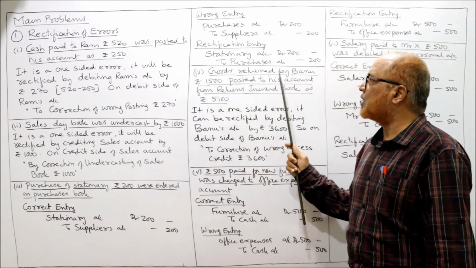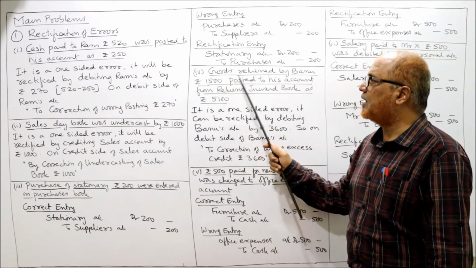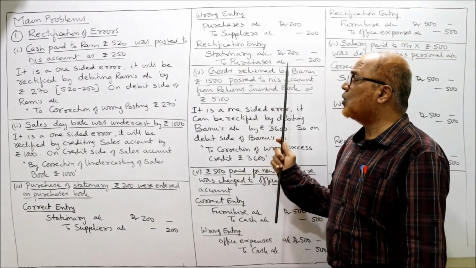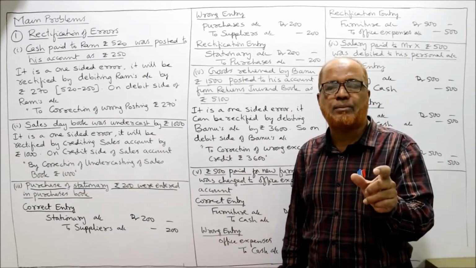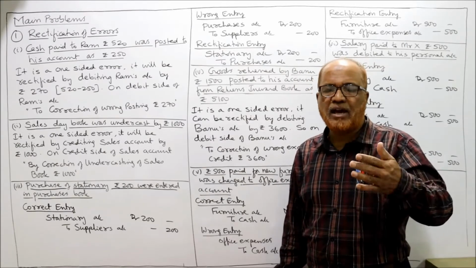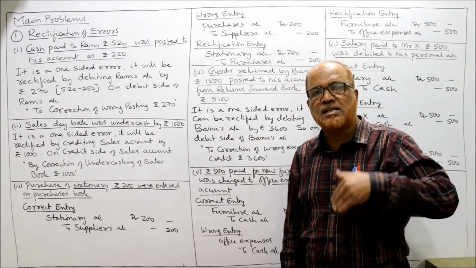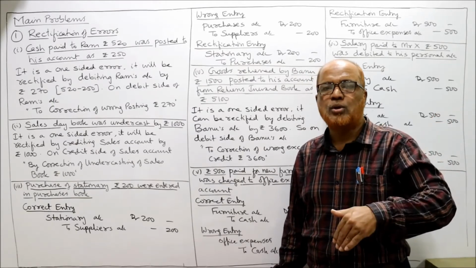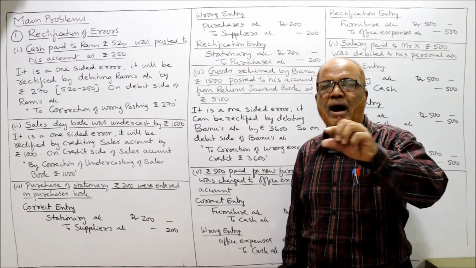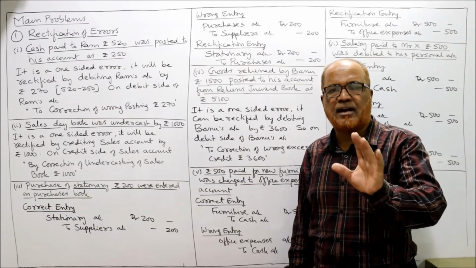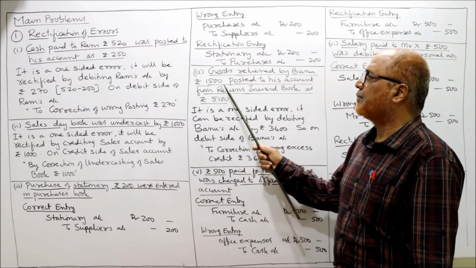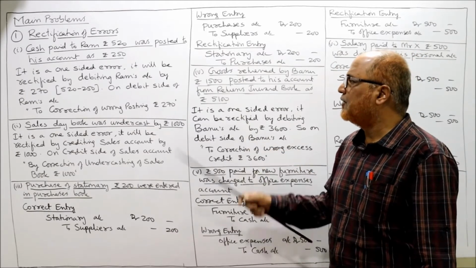Now the fourth point: goods returned by Banu, rupees 1500, posted to his account from the returns inward book as 5100. Goods returned by Banu. Banu is the customer. The goods returned by Banu are a sales return. Earlier we sold the goods to Banu. Now Banu has returned them. So it's a sales return. So the entry will be sales return account debit to Banu's account. So Banu's account should have been credited by 1500.